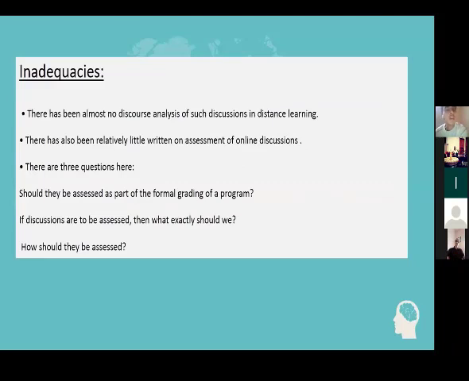The disadvantages: there has been almost no discourse analysis of such discussions in distance learning. There has also been relatively little written on assessment of online discussions. There are three questions here. Should discussions be assessed as part of the formal grading of a program? If discussions are to be assessed, then what exactly should be assessed? How should they be assessed?